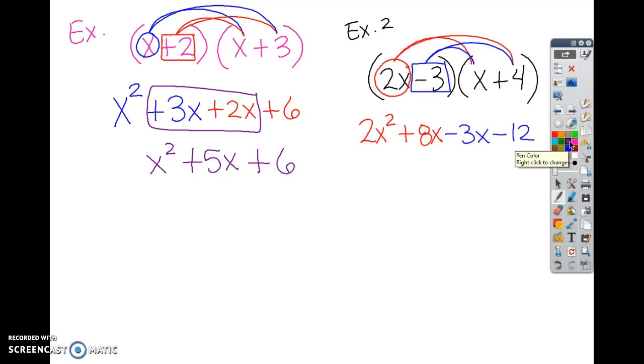If I'm going too fast, you can watch the video again. You can rewind. You can fast forward. I will be posting the video in a little bit. So we're going to combine like terms, the middle ones. 8x minus 3x. That gives you a positive 5x. Bring down the 2x squared and bring down the minus 12.